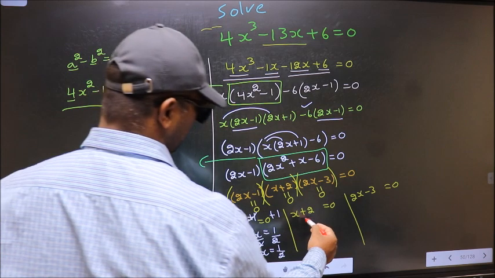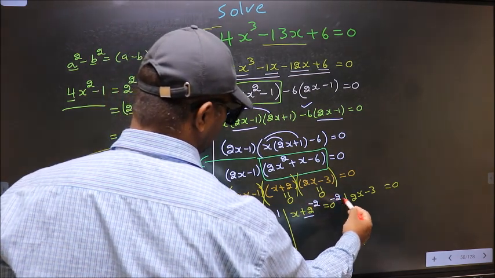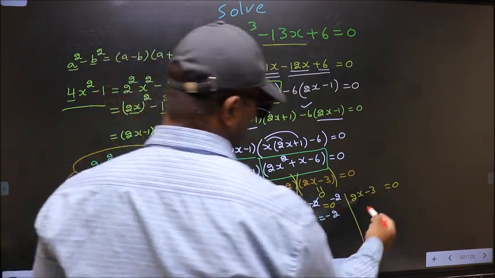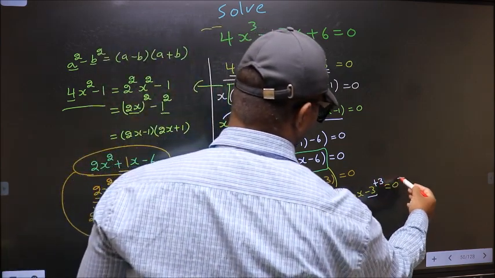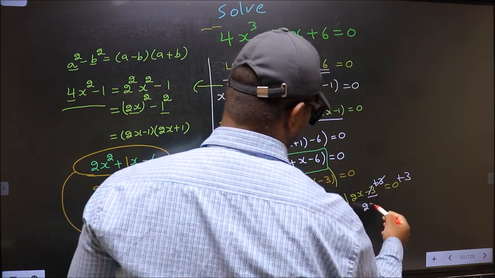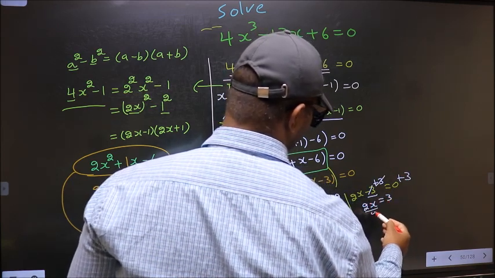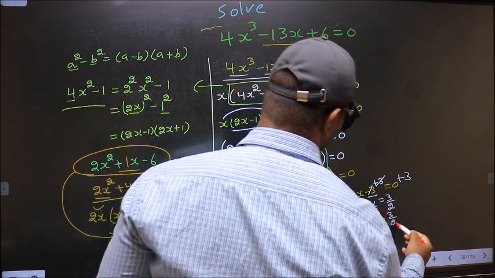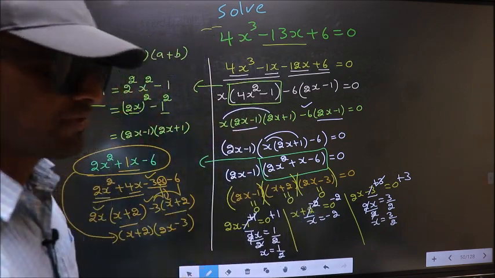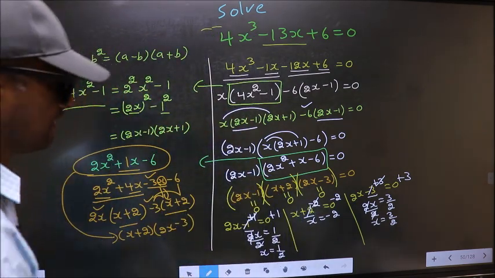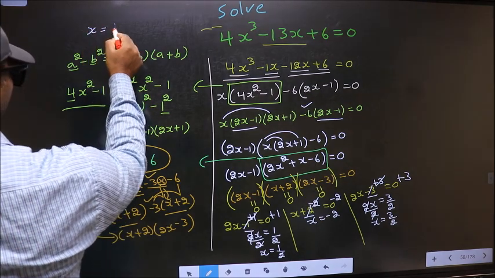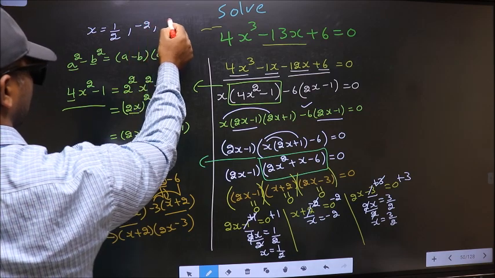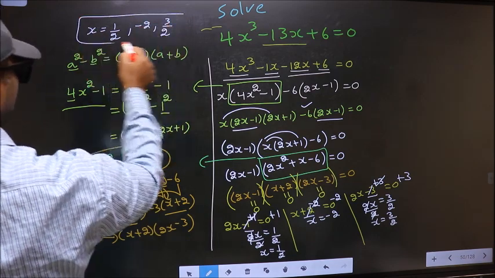Now here I should remove plus 2, so subtract 2. You get x equal to minus 2. Now here, first I should remove minus 3, so add 3. You get 2x equal to 3. Now I should remove 2, so divide by 2. You get x equal to 3 by 2. So the x values that we got are 1 by 2, minus 2 and 3 by 2. This is our answer.